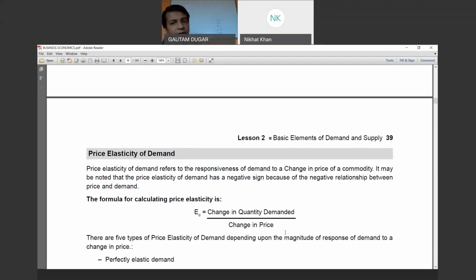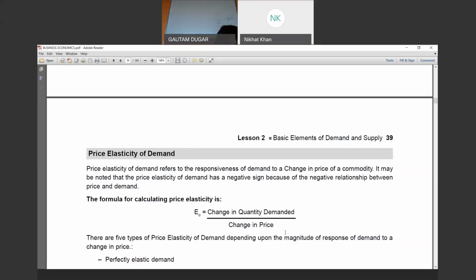One is equals to 1. When does it happen? Suppose price has gone up by 5% and demand has fallen by 5%. Then 5 by 5 will be equal to 1.